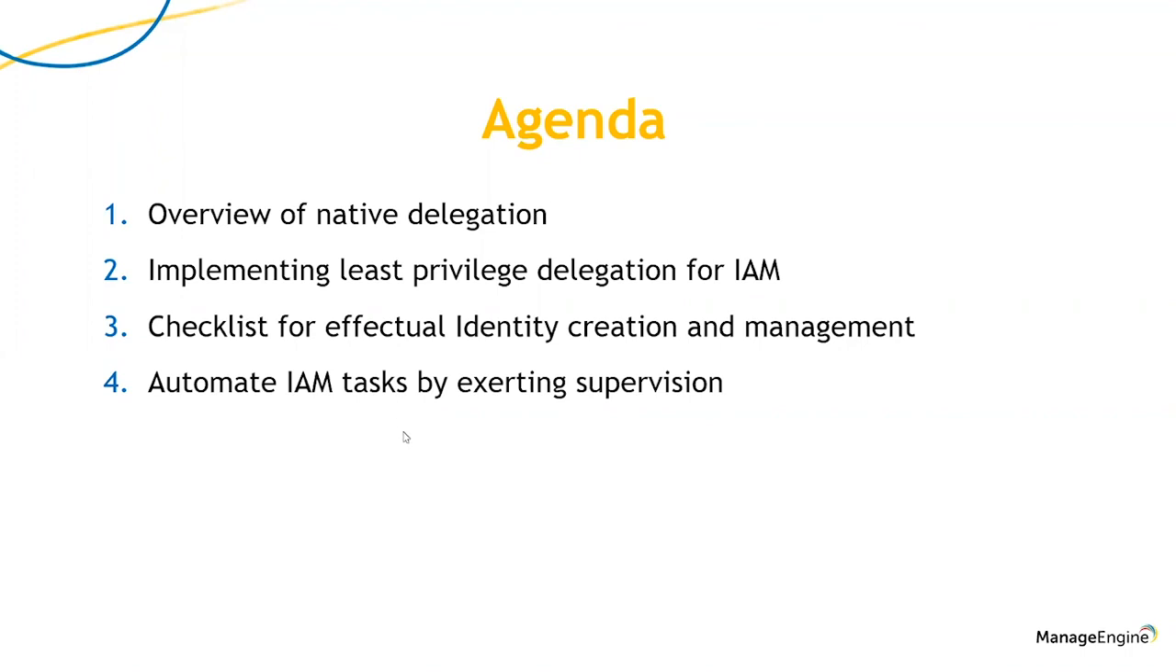And the fourth point is when you automate any task, how do you exert supervision? You don't want an automation to be disabling all the active users, or you don't want an automation to make a mistake that is hard for you to recover from. So how do you run automation for almost all the common identity and access management tasks while exerting supervision? Let's say you are the line manager or the team lead. You decide what should happen or what should not happen when an automation is scheduled. So these are the four topics.